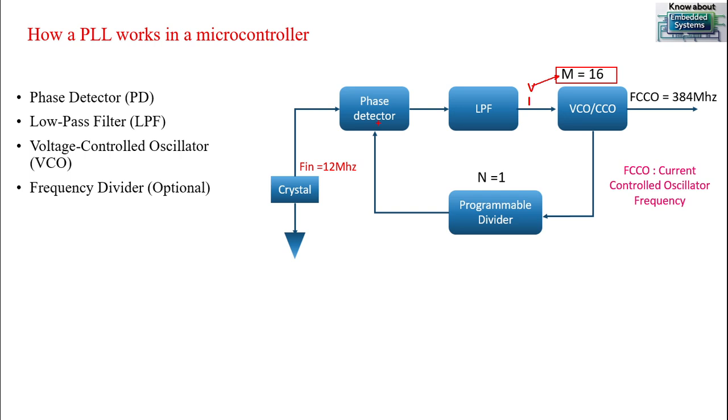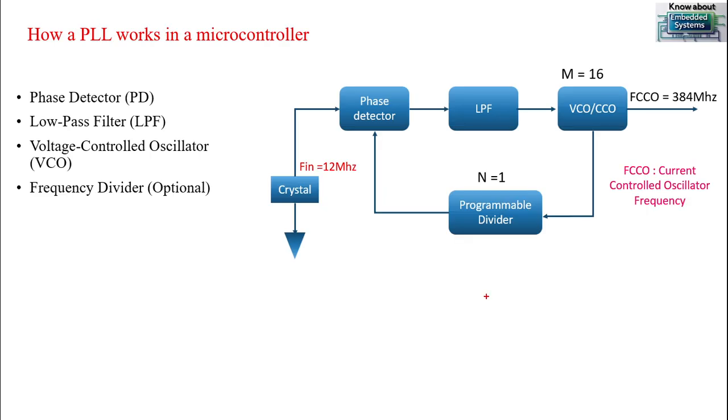Again the phase will be detected, and once detected, it will be passed to the low pass filter. The low pass filter will generate new voltage and current values, which will be considered as the new multiplication factor, and this process will be continued until the phase difference between the input signal and the feedback signal is 0. Whenever the phase difference is 0, the process will be stopped.